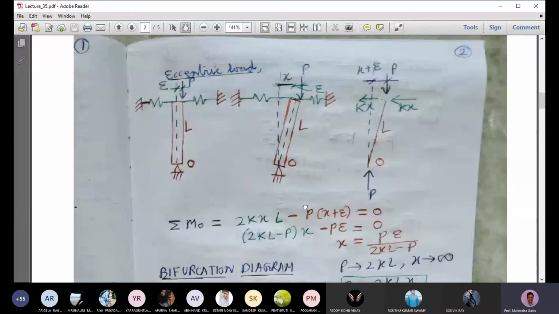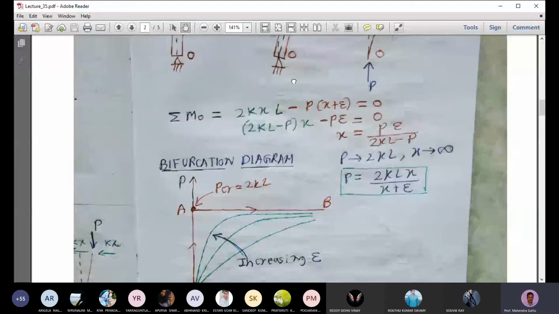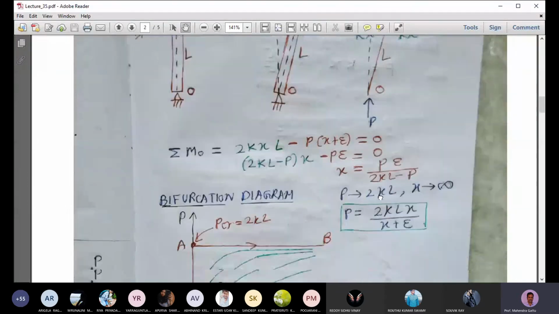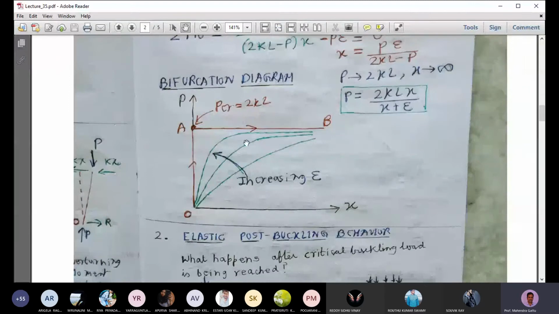So what we can do now is draw the bifurcation diagram. The bifurcation diagram will be like this. OAB represents a mathematically derived solution for a perfect column. From O to A, there will be pure axial compression, and at point A, there will be a bifurcation. The column will go into a bending mode, and the critical buckling load will be P critical, which is 2KL. And from this eccentric loading analysis, we have the expression for P as a function of X, which we are plotting here by these green color lines.